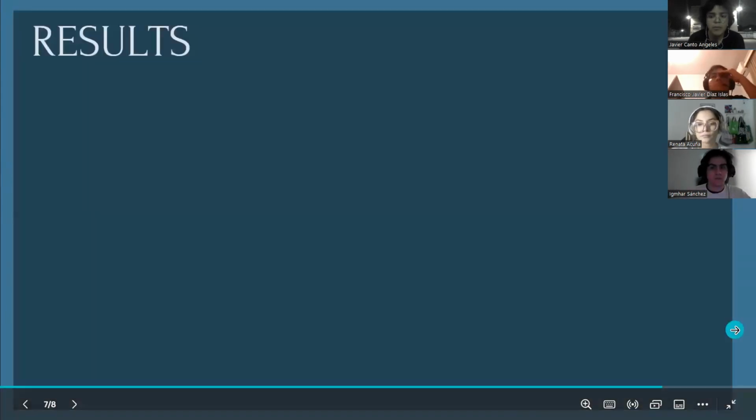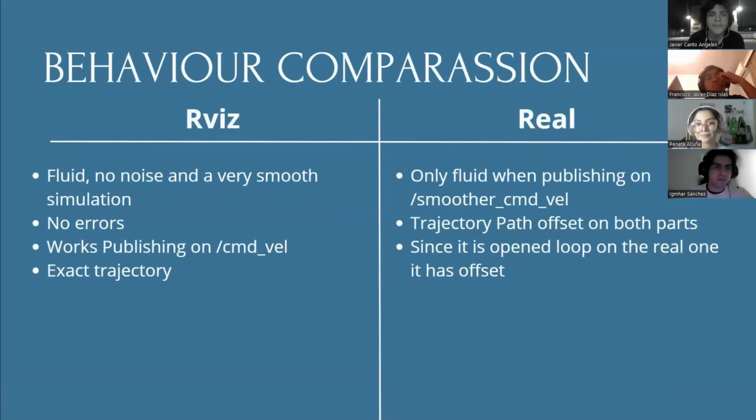So, the behavioral comparison: in ROS simulation there is no noise, it is a very smooth simulation with no errors and the exact trajectory. On the real robot, the trajectory path has an offset in both part 1 and part 2, and since it is an open loop, it has offset.